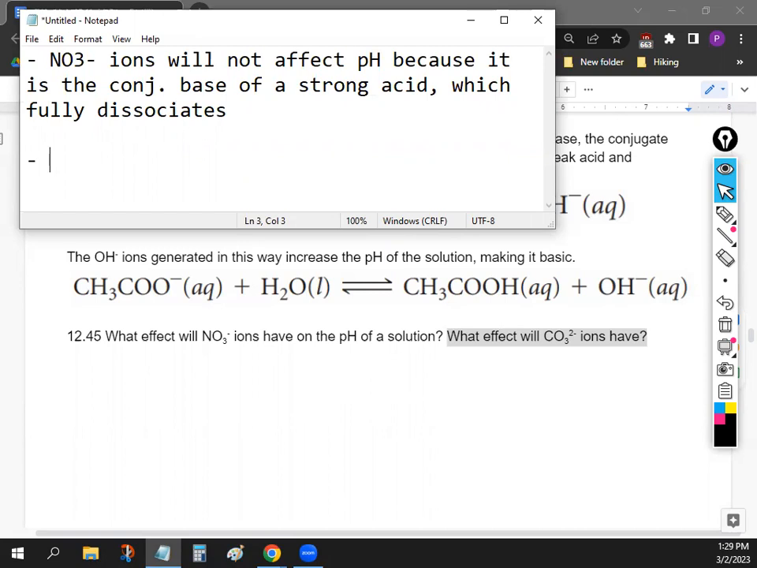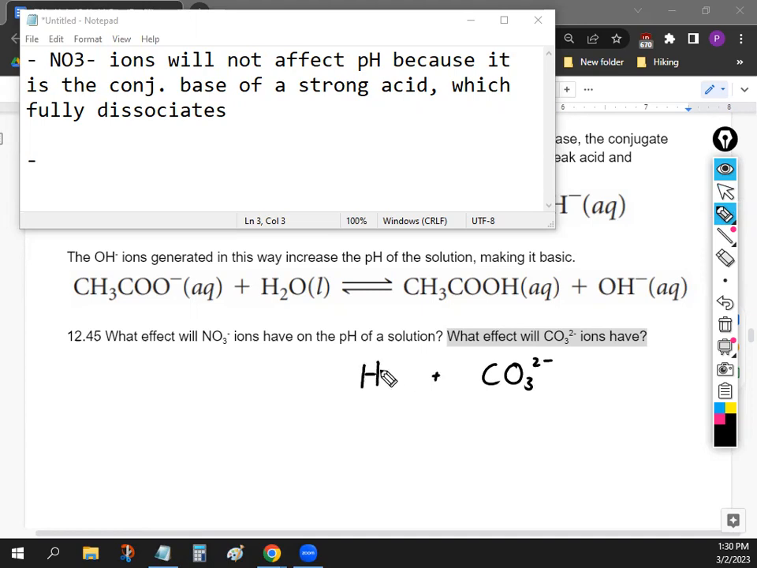Okay. So yes, CO3 2- will affect pH. Did anybody specify whether it will increase or decrease? I saw Josie's hand first. Josie, do you think it will increase? It will increase pH. What's your justification? Because CO3 2- is a strong base, and its conjugate acid is a weak acid, so it won't fully dissociate. Okay. So that was partially correct. No, that's good though.